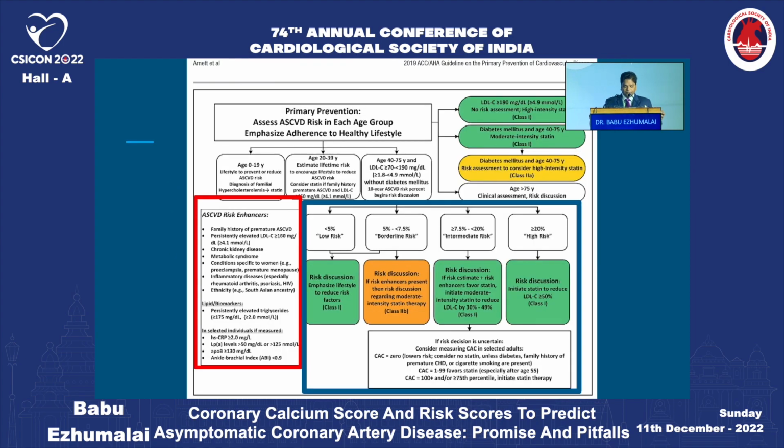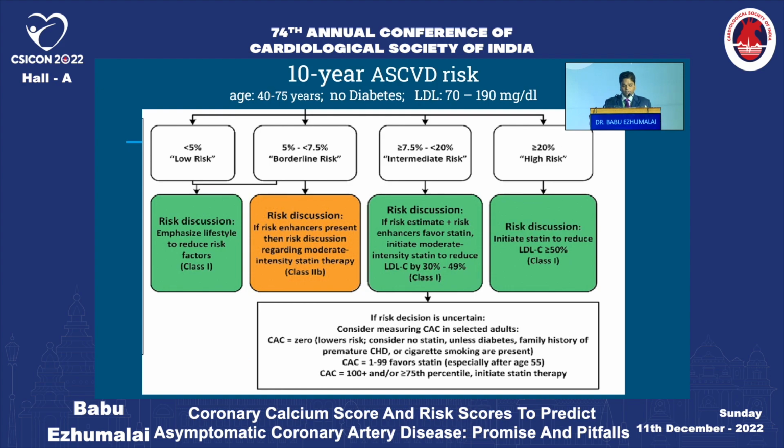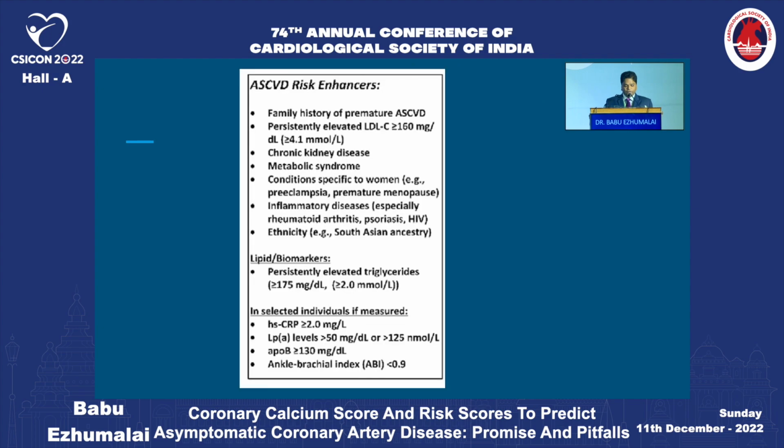This is a big, busy chart, but we are more concerned about the area where the 10-year ASCVD risk is to be calculated for ages 40 to 75 years. Low risk is lifestyle modification. In the high risk category, more than 20%, LDL has to be reduced by 50%. For intermediate risk, what to do? We have something called ASCVD risk enhancers. We can use parameters like, in addition to LDL, hsCRP, lipoprotein(a), ApoB, ankle brachial index, whether CKD, metabolic syndrome, and arthritis. All those things are also included.